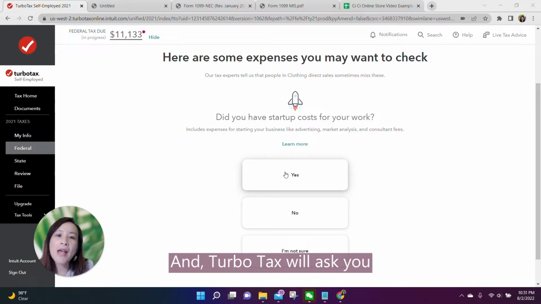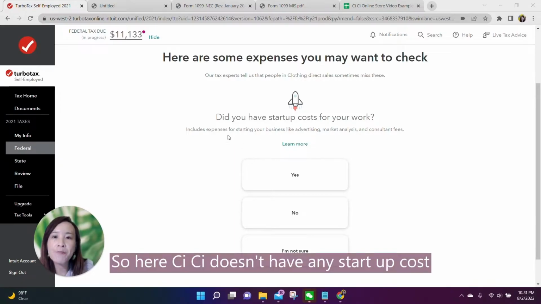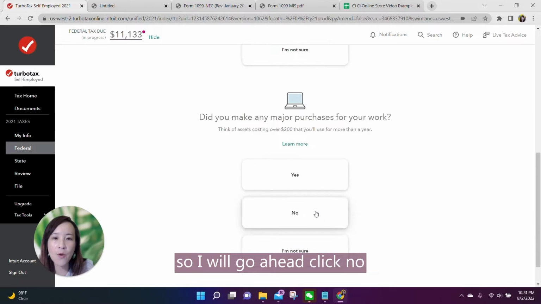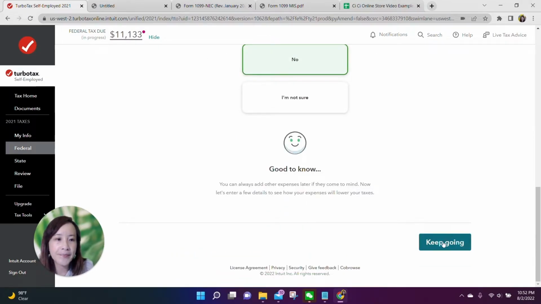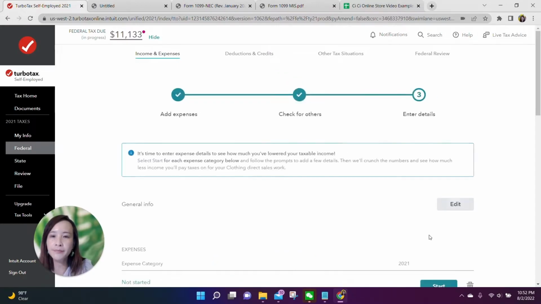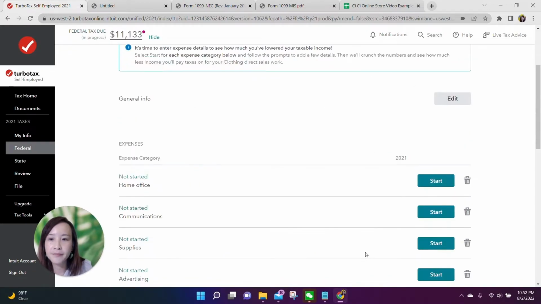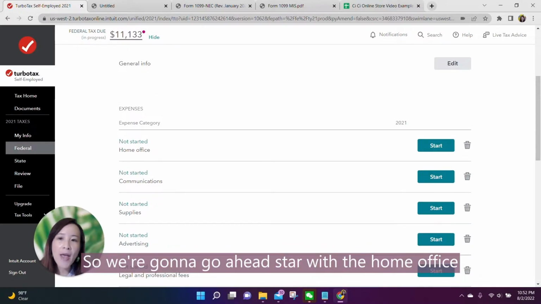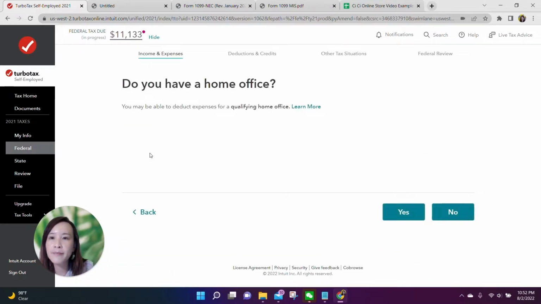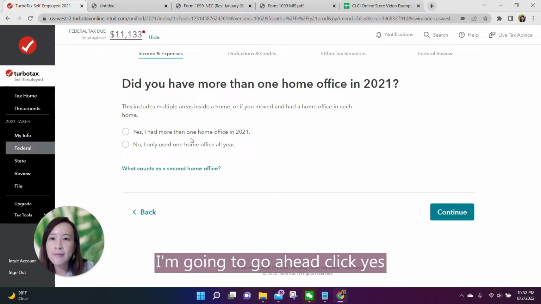And TurboTax will ask you a list of additional questions about your business expense. So here, CC doesn't have any startup costs, so I will go ahead and click no. No major purchases. Keep going. So we're gonna go ahead and start with the home office. Alright, go ahead and click yes.